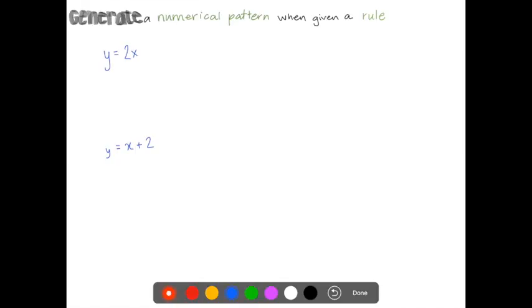What we're basically saying with this rule is that whatever x is, we're going to multiply that value by 2 and then get a value for y. And so this is generally illustrated in a table that has both x and y values. And we're going to keep a middle column in here so that we can actually have a place to do the math.